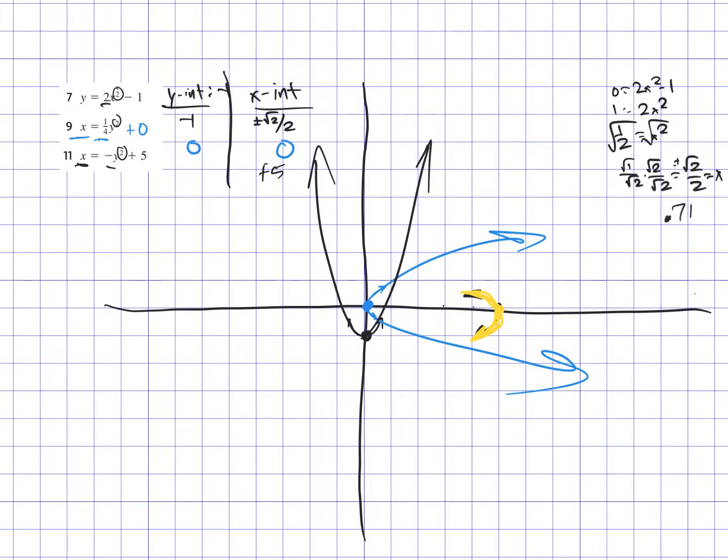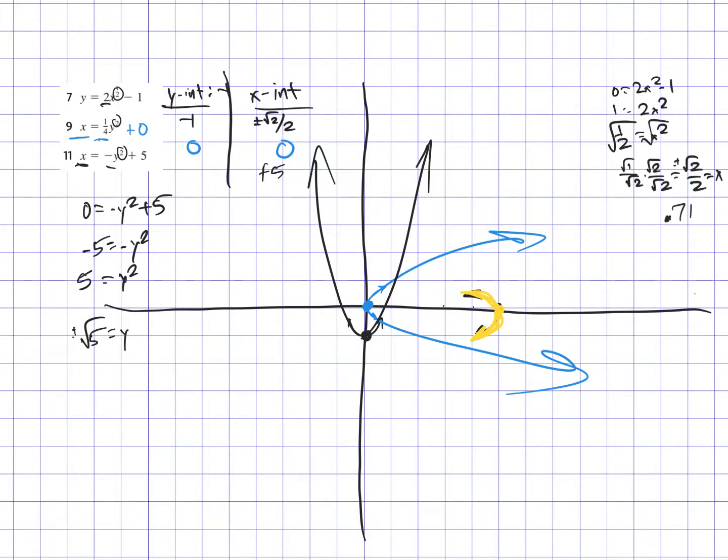Plug 0 in for x and solve. So 0 equals negative y squared plus 5. Subtract 5, and negative y squared equals negative 5, so positive y squared equals positive 5. So the square root of 5 equals y, plus or minus. So that's going to go through at the square root of 5.